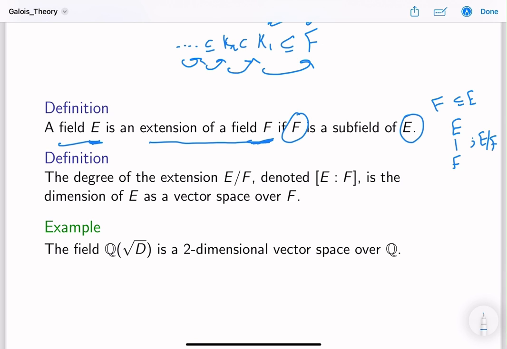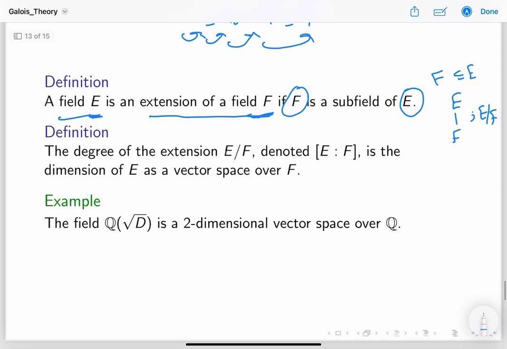So there are some important things here to keep in mind whenever you see this definition. I should make two clear notes here before I define to you what a degree is. So here are some notes. If E/F, I'll start using this notation to get you used to it, is a field extension.